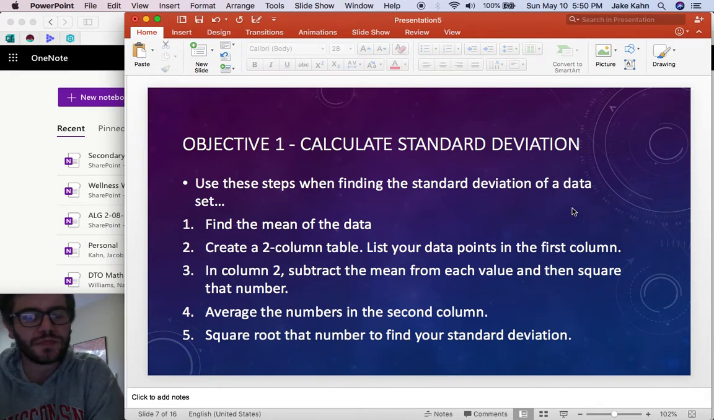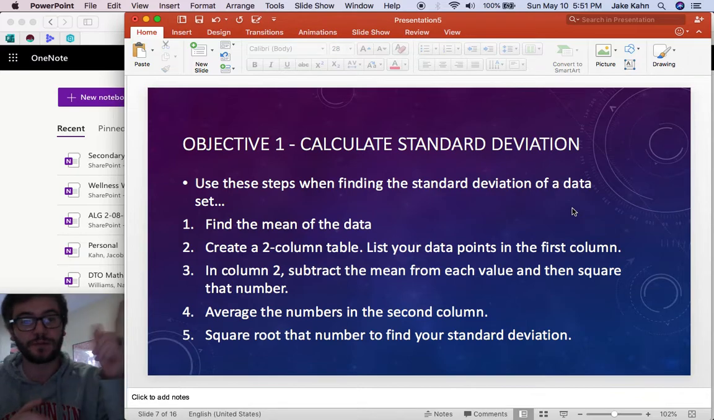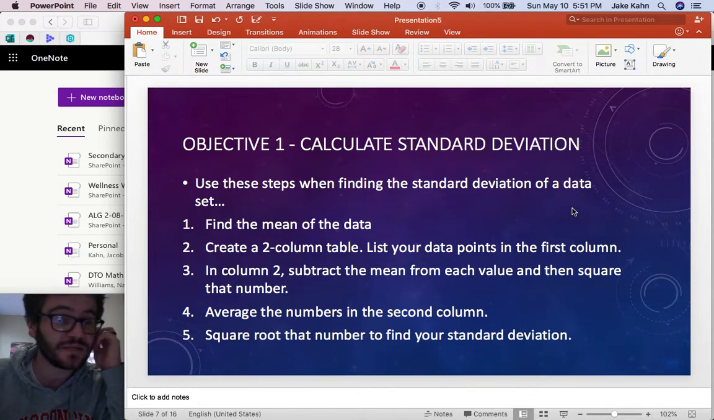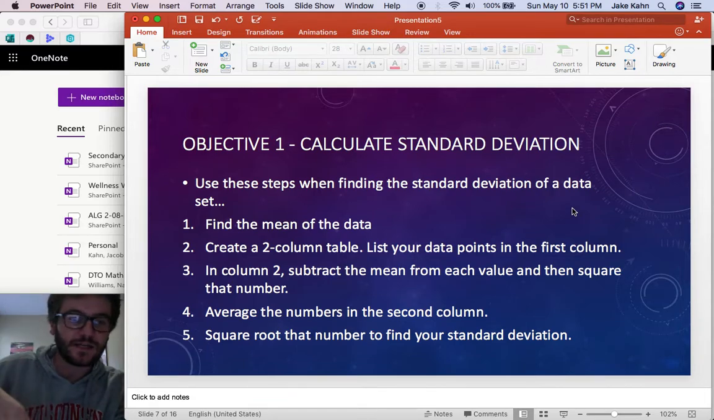Moving forward, instead of the equation, what I would really like you to focus on in regards to the questions that we'll be doing shortly, when you're calculating standard deviation for a data set, is to use these steps. I try to break it down, make it simple for you. It's basically the equation, but we're following these steps instead. So if you have a data set, if you have a list of numbers, and you're trying to find the standard deviation, these are the things you've got to do. Step number one, you've got to find the mean of the data. Sometimes it'll be given to you, a lot of the times it will not. Number two, you create a 2-column table. You're going to list your data points on the left-hand side in your first column. Just list the numbers that you have. It's helpful to do least to greatest, but you don't need to.